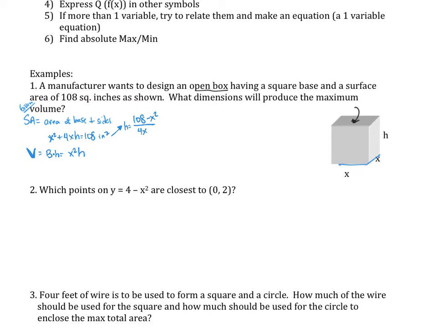So let's plug this in, and we get the volume equals x squared times 108 minus x squared all over 4x. And I'm going to clean this up a little bit. I will simplify it. So I'll end up with this reducing with one of those. I'll get 108 over 4x, which is 27x, minus x cubed over 4. So here's my volume. I'm going to rewrite it up here: 27x minus x cubed over 4.